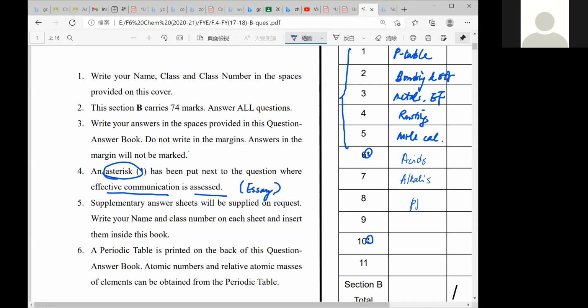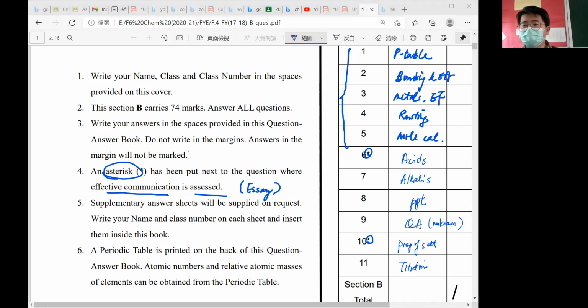Something about the precipitation reaction, qualitative analysis, unknown, preparation of salts, and also titration. In particular, this is back titration. So that is our layout. We will start over question 6 to 10.